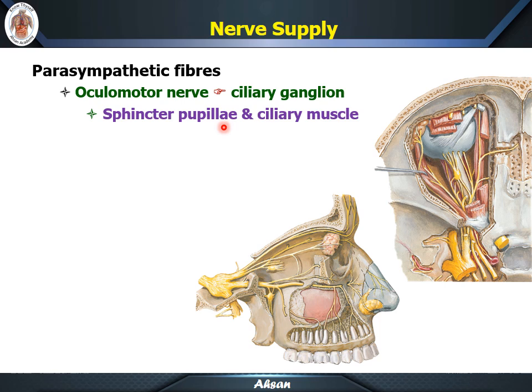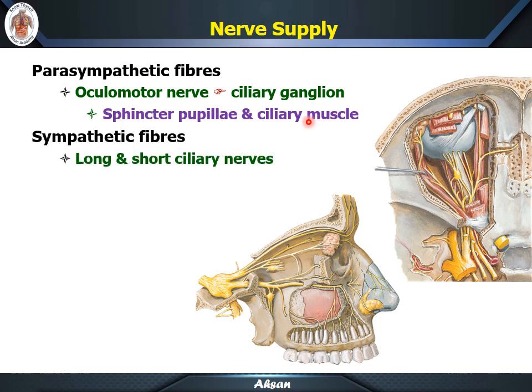Already we have discussed that contraction of the sphincter pupillae causes reduction in the size of the pupil. This is constrictor pupillae. Then the ciliary body muscles are also supplied by this and induce contraction. The contraction of the ciliary body muscles causes relaxation of the suspensory ligaments of the lens, and that causes an increase in the curvature of the lens.